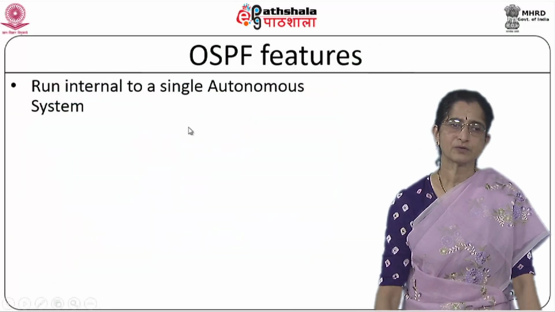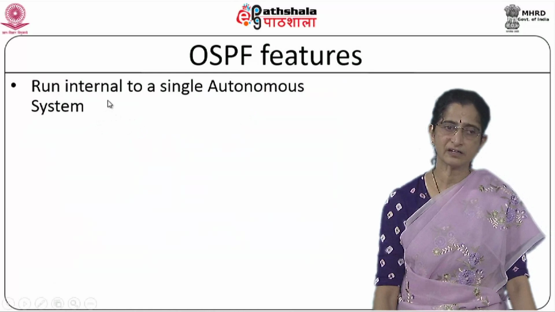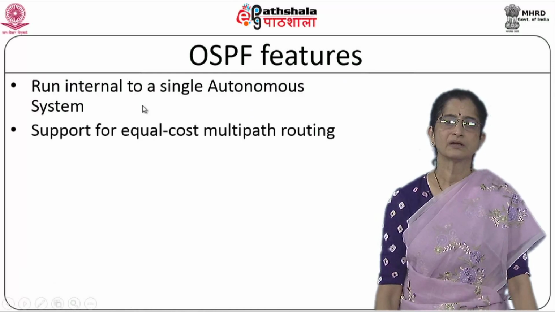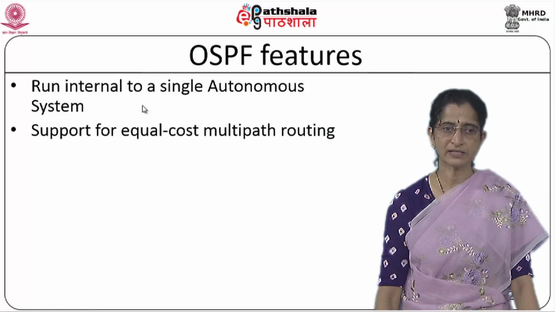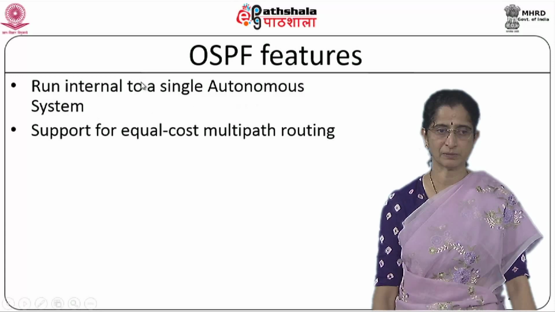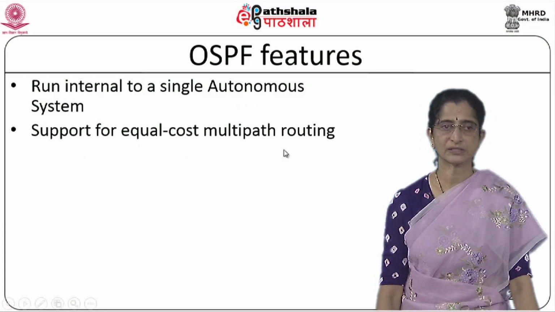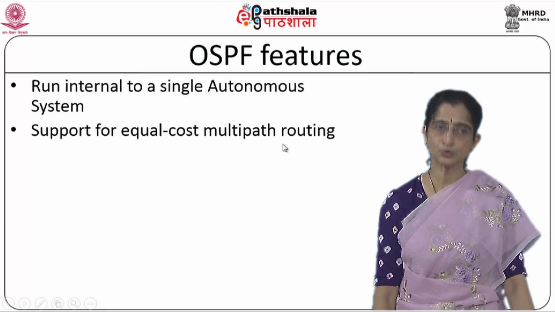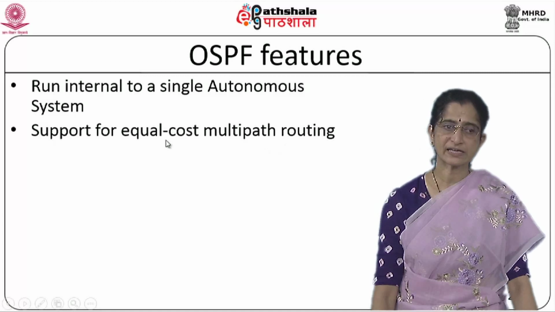So, if you look at other features of OSPF, basically as we said, it is run internal to a single autonomous system. If you look at the internet as being divided into different domains, each domain is called an autonomous system. So, within an autonomous system this OSPF will be run. It has support for equal cost multi-path routing. So, that is another additional feature that it has. That is, if there are two paths which have the same cost, right, you can actually send on both paths.